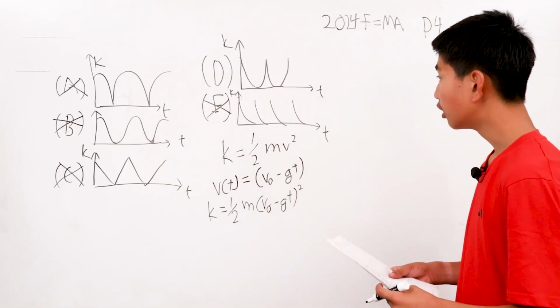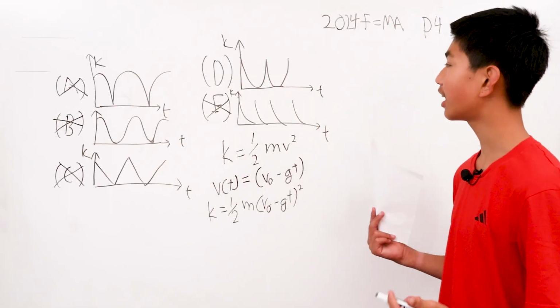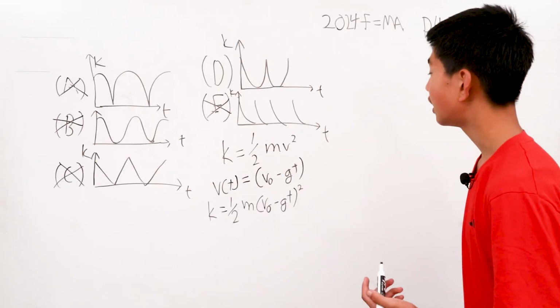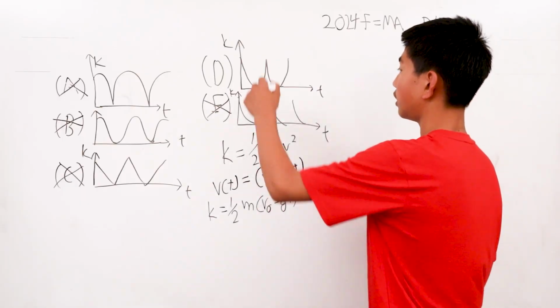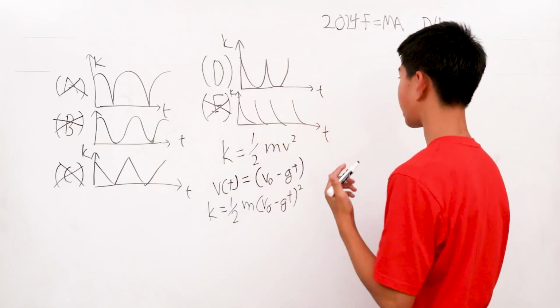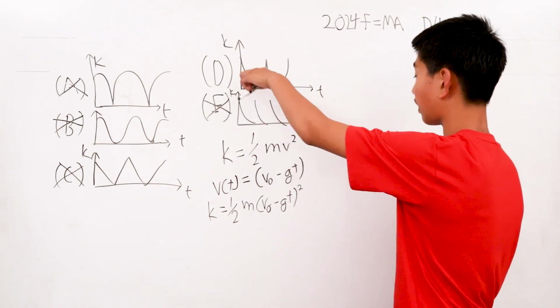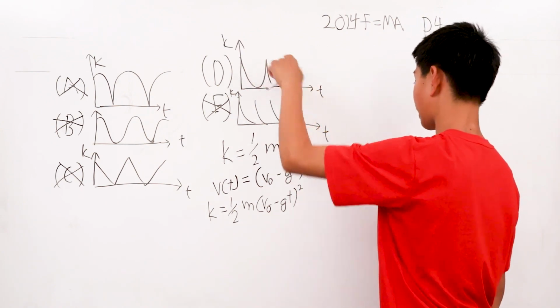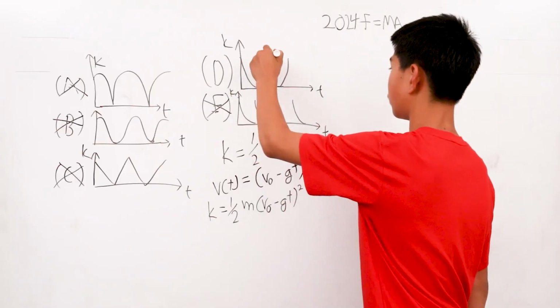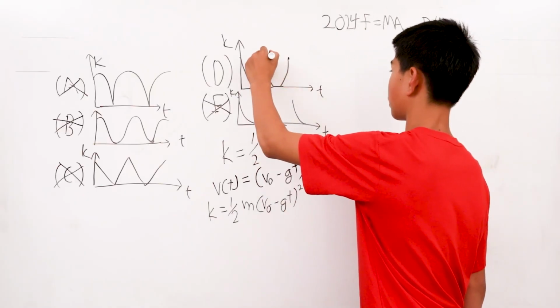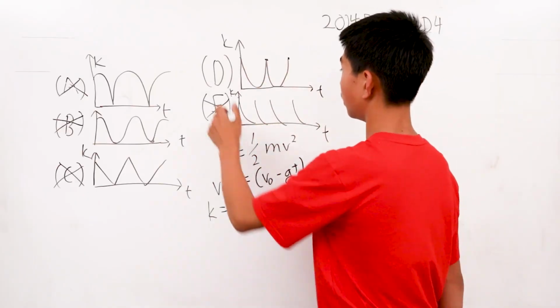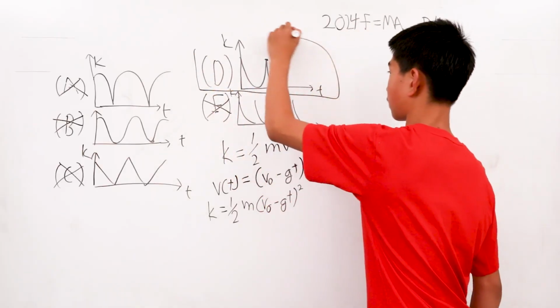Now our answer is D. And why? Because we see that the kinetic energy as a function of time gradually increases in a parabolic way, and it always meets at these singular points at the top. So D is our answer for this problem.